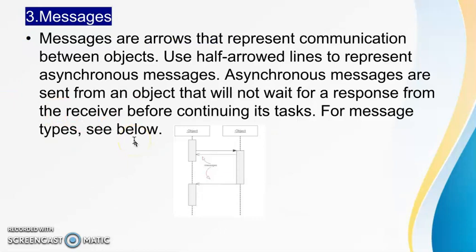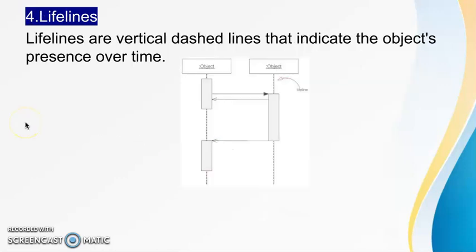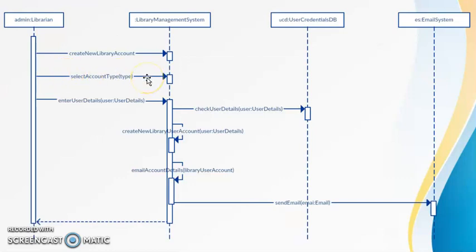And third is messages. Messages are arrows that represent communication between objects. Use half-arrowed lines to represent asynchronous messages. Asynchronous messages are sent from an object that will not wait for a response from the receiver before continuing its task. For message types, see below. See, this is how it works. And lifelines. Lifelines are vertically dashed lines that indicate the object's presence over time. See, this is the lifeline. It represents the object's presence over time.